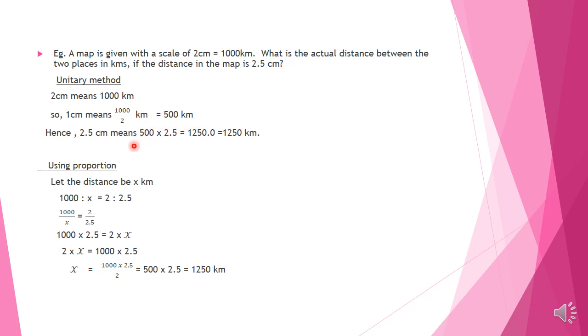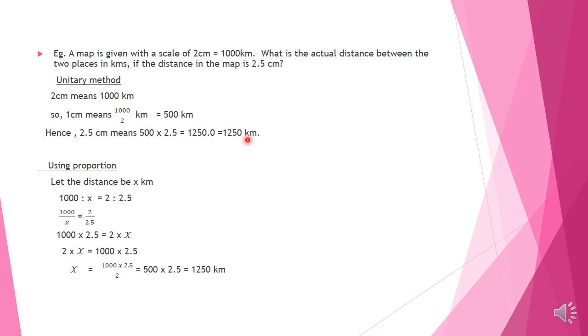Now we are finding the value for 2.5 cm. 2.5 cm means 2.5 into 500 km. So when we multiply, we think the point is not there. So 25 into 500 we have to multiply and we get 12,500, and here we have one decimal point. So we are removing one decimal point here. So we get the answer 1,250 kilometers.